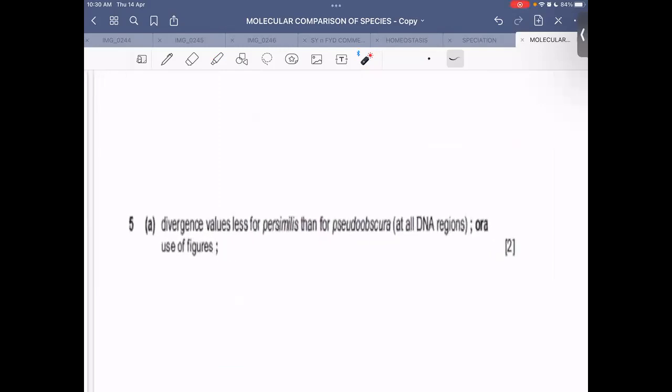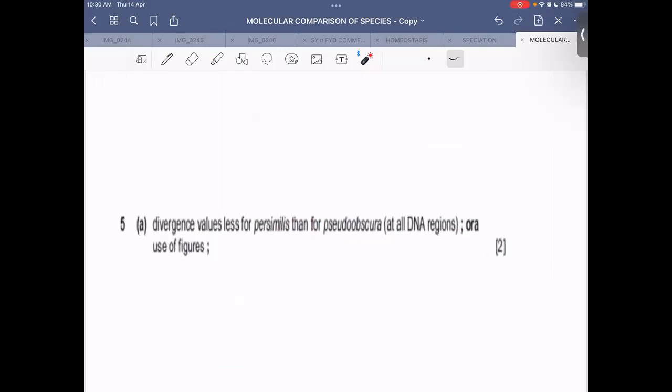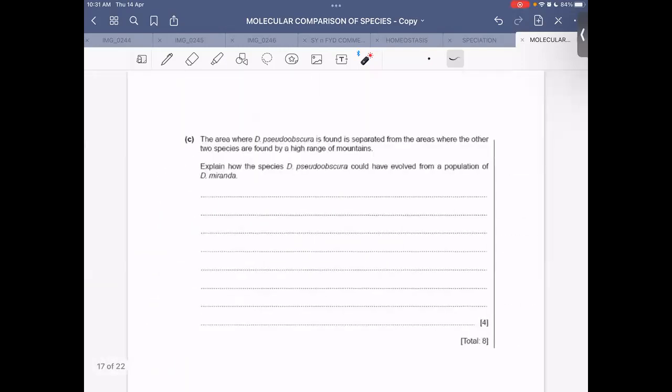It says divergence values are less for persimilis than for pseudo obscura at all 4 DNA regions. And this says, or reverse argument: you can give a reverse argument about pseudo obscura, that their values are much more. It's the same thing. And then you can also use figures to support your answer, right? Now there is another question.